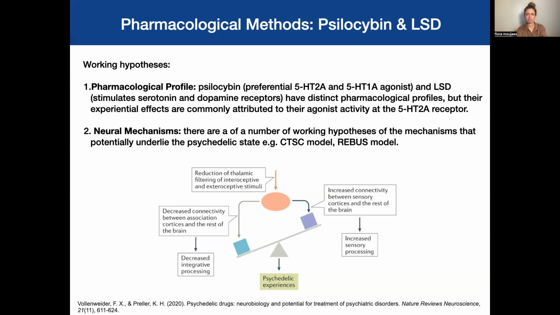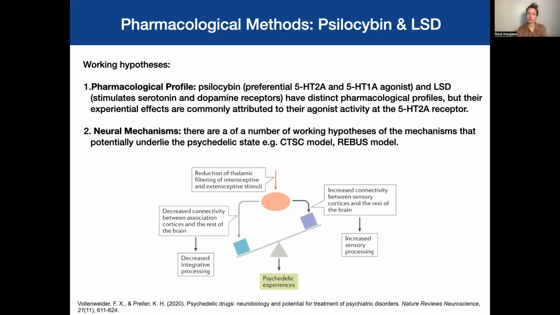And in terms of what we expect the neural effects to be, there are currently a number of working hypotheses of the mechanisms that potentially underlie the psychedelic state. So one prominent model is the CTSC model, which posits that psychedelics exert their effects via the corticostriato-thalamocortical loops that control the thalamic gating of internal and external sensory and cognitive information to the cortex, which you can see depicted visually here.